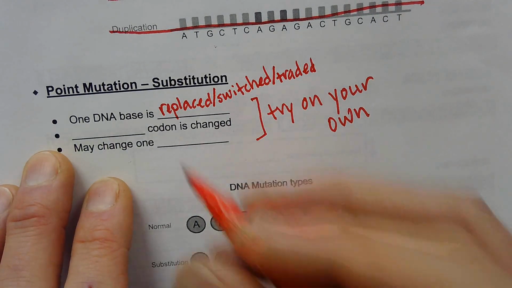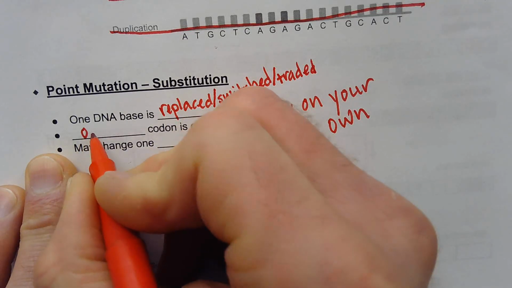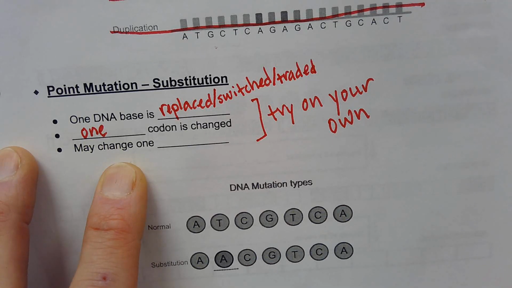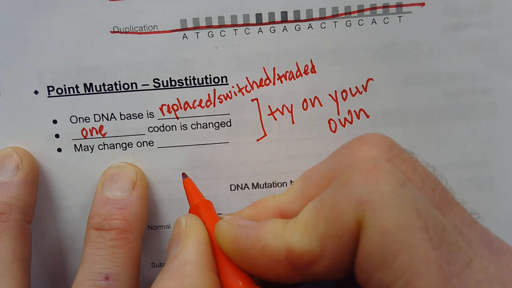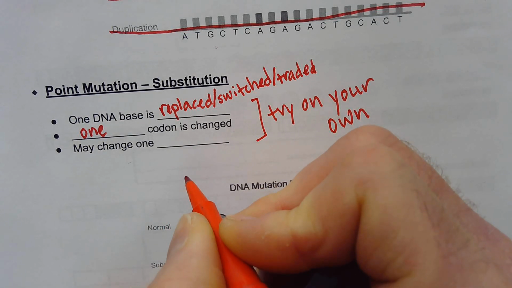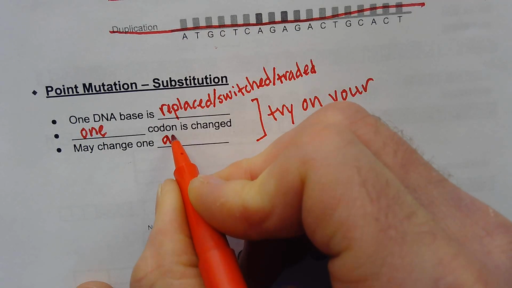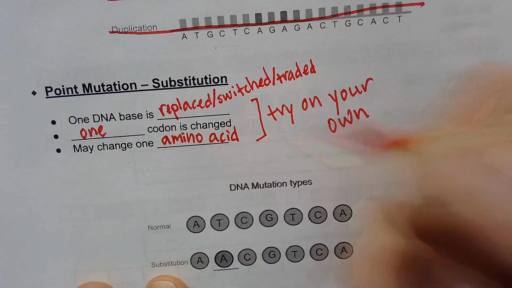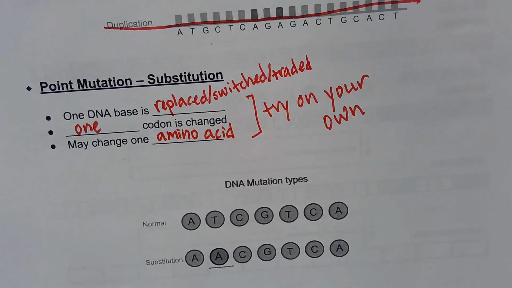And for this one, only one codon is changed. Usually. And so because of that, it's going to change only one amino acid. The normal amino acid is switched out for the wrong amino acid, but everything else is the same in that line, because it doesn't have that sort of ripple effect, that chain effect.